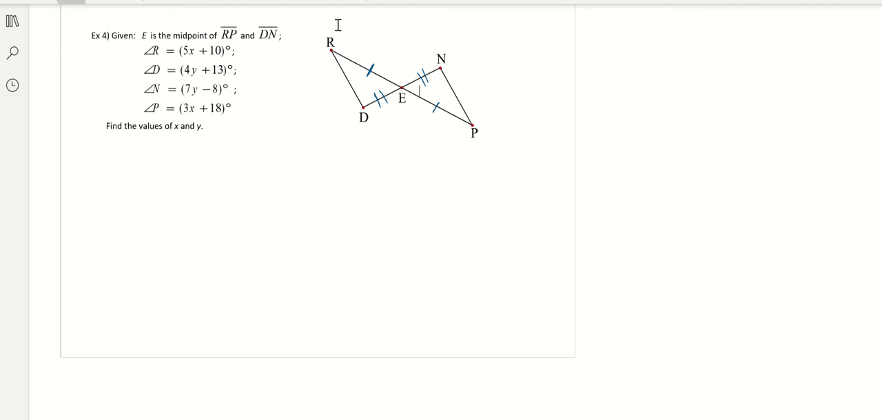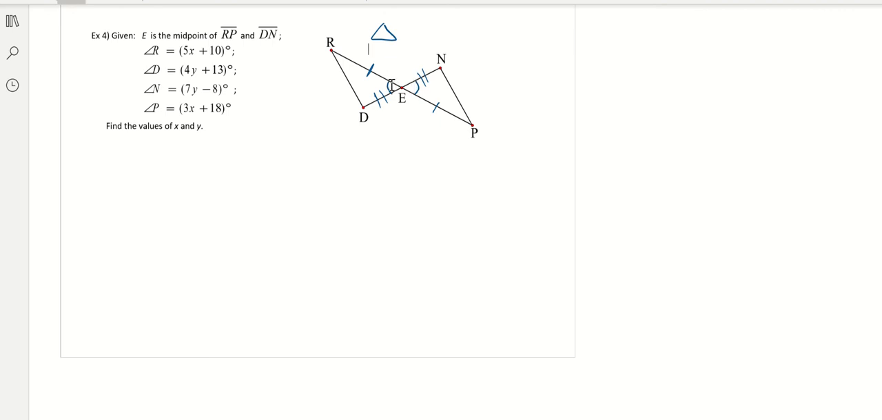Also notice angle RED and angle PEN, that'd be this angle right here and this angle right here. They are congruent because they are, do you remember? Vertical angles. Very good. So let's write a congruency statement here. We know these 2 triangles are congruent. How do we know they're congruent? Think about it. Well, side congruent to a side, side congruent to a side, angle congruent to an angle.